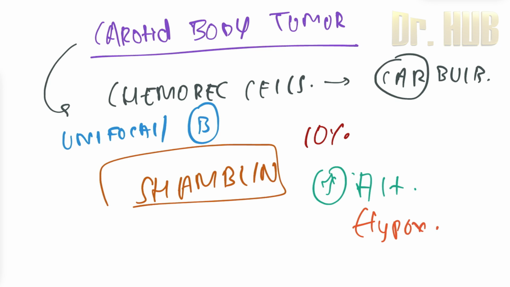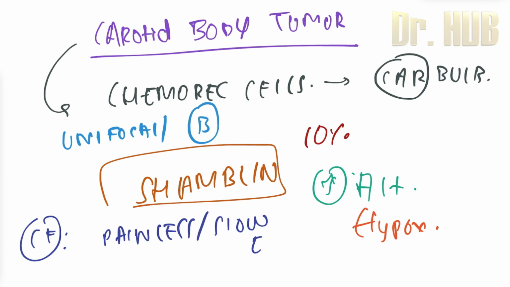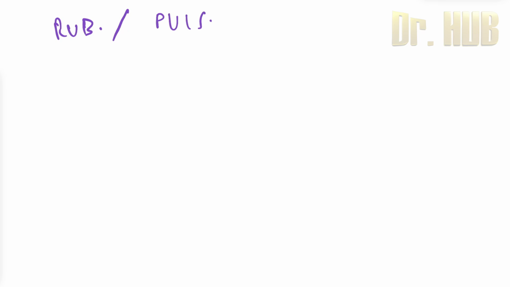Next is, what are the clinical features? It presents as a painless, slowly enlarging swelling. So it is painless, it is slow, it is enlarging, and it is rubbery as well as pulsatile and mobile. An audible bruit may be heard.